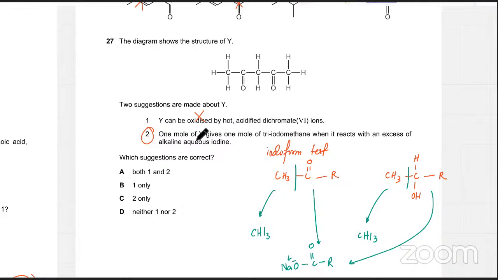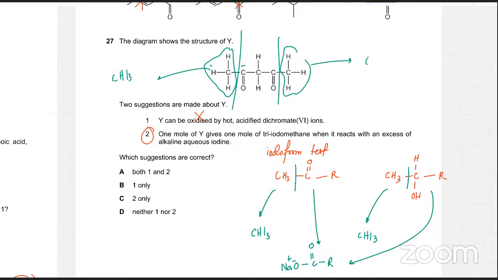Anyway, for 1 mole of Y, how many iodoform tests could be possible in this case? You've got CH3 next to C double bond O. This CH3 will break off and form a yellow precipitate of CHI3. This one is again CH3 next to C double bond O. The CH3 will break off and form triiodomethane. So it's going to form 2 moles of it. So 1 mole of Y will give neither one nor 2, so both of them are wrong. Is this clear?